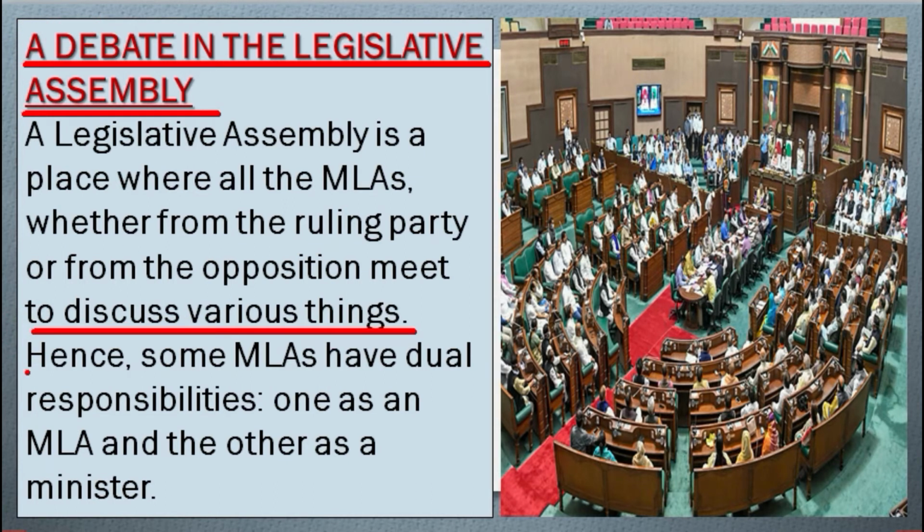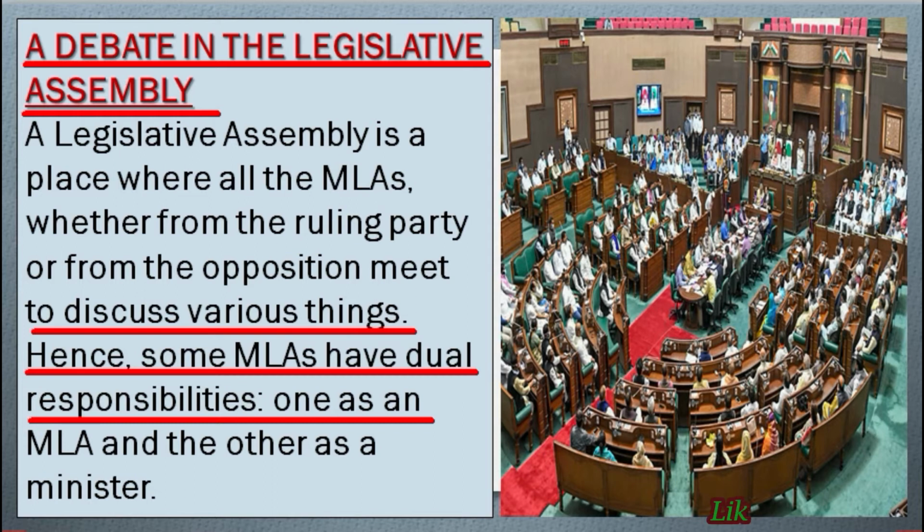Students, hence, some MLAs have dual responsibilities: one as an MLA of a constituency and the other as a minister of a state. Students, it is the place where all decisions are taken jointly by the chief minister and other ministers, but they need approvals of MLAs.